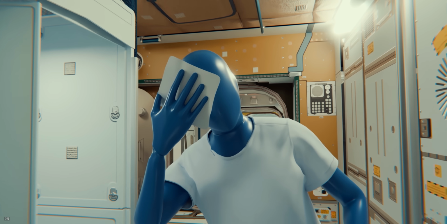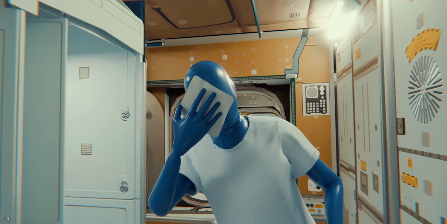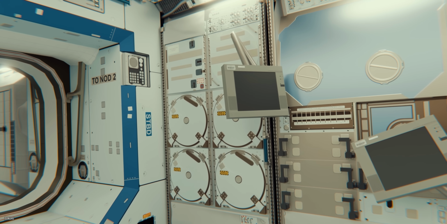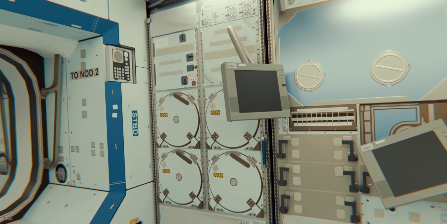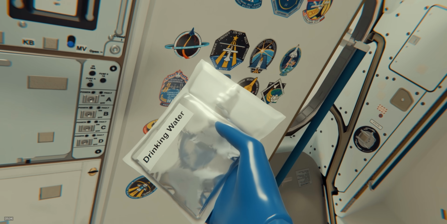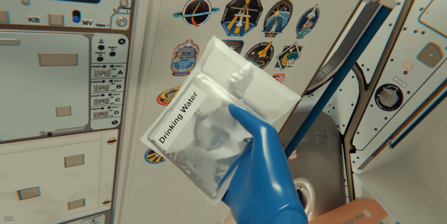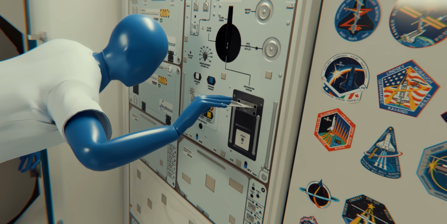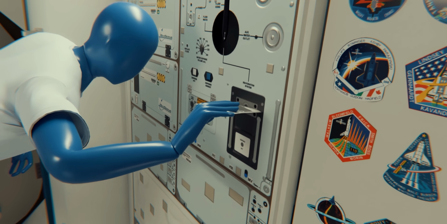Mark wipes himself down. There are no showers up here because water is precious. Nearly all of it is recycled, from sweat, breath, and even urine. A high-tech filtration system turns 98% of it back into drinking water, at least 6,000 liters per year. Mark uses that system to fill a drinking pouch.